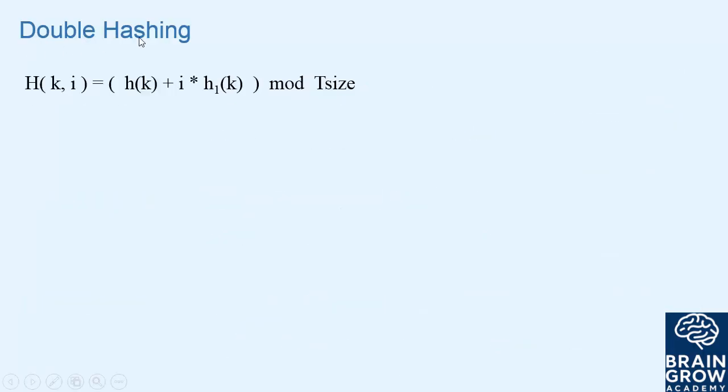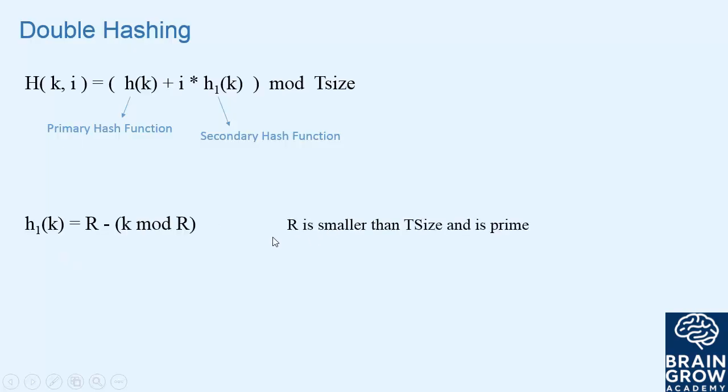This is named double hashing because we are using two hash functions here. The first hash function is called primary hash function and the second hash function is called secondary hash function. An example of secondary hash function is this. Here R is a number smaller than the table size and is a prime number. Now we'll see some examples of inserting keys in a hash table of size 11 using this double hashing. We'll use this simple hash function as the first hash function and this one as the second hash function.